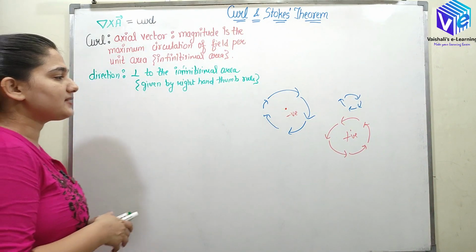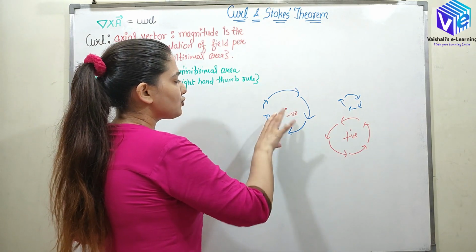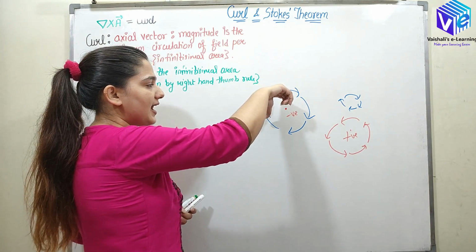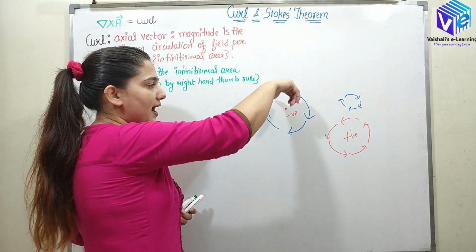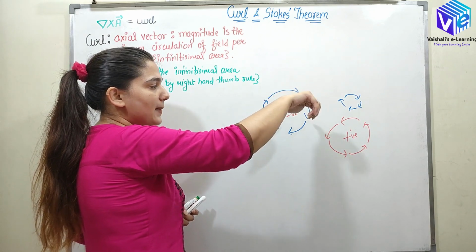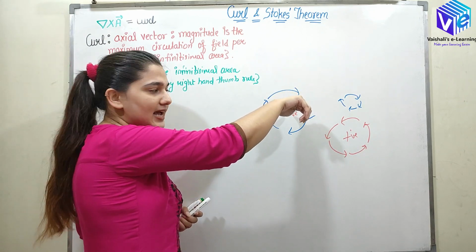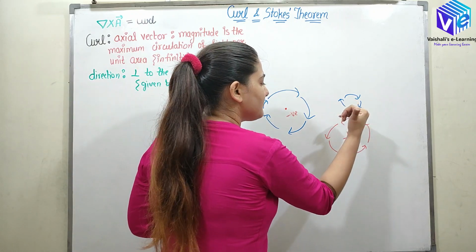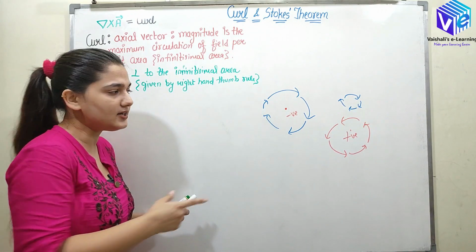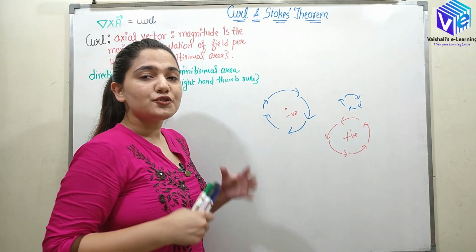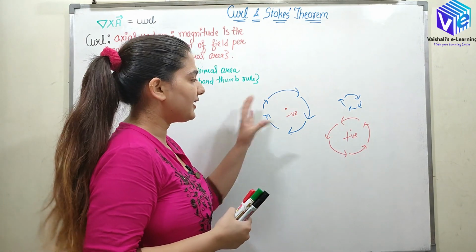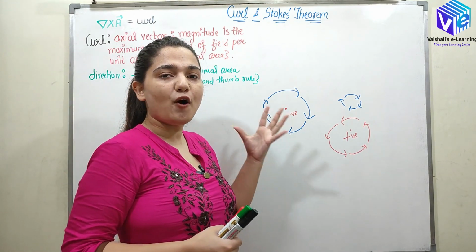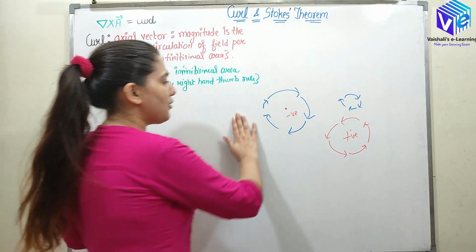So it is representing the field. If I use the right hand thumb rule, when I rotate my fingers and my thumb points inside, that is the negative direction. If I rotate my fingers and my thumb points outward, that is the positive direction. So you can find out the direction of any type of rotating field. I hope it is clear now.